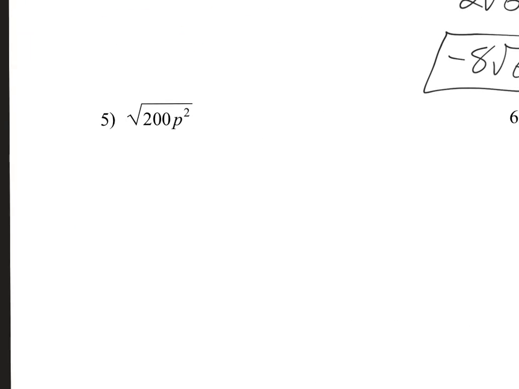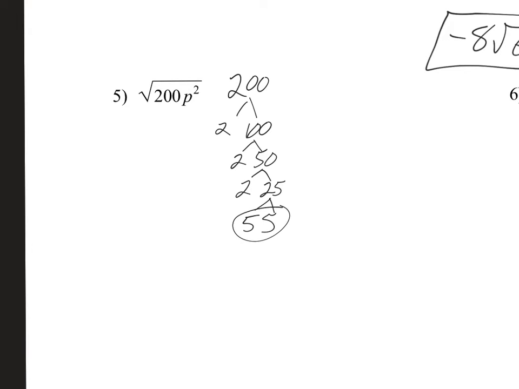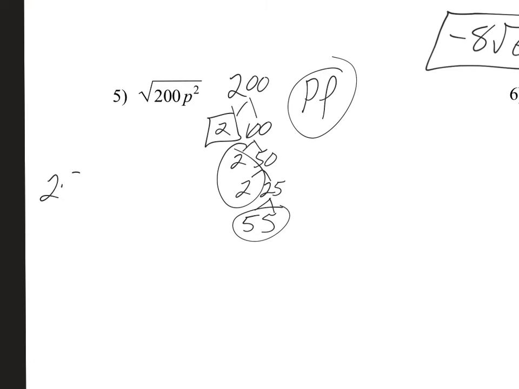Okay, the next one, square root of 200. So let's go ahead and try this out. We have 200, 2 and 100, 2 and 50, 2 and 25, and then 5 and 5. So I have a pair of 5s and a pair of 2s, and then I have 1 2 left over. I have 2 p's, 1 2. I'm going to circle them. So on the outside, everything that's in circles, I have 2 times 5 times p, radical, what's in a box? 2. So 2 times 5 is 10p, radical 2.